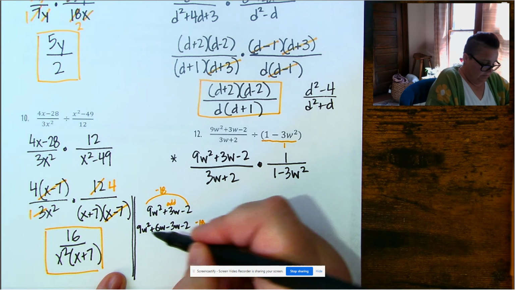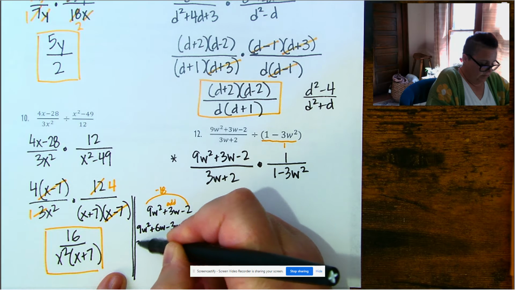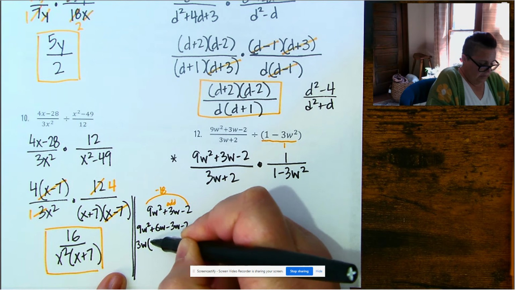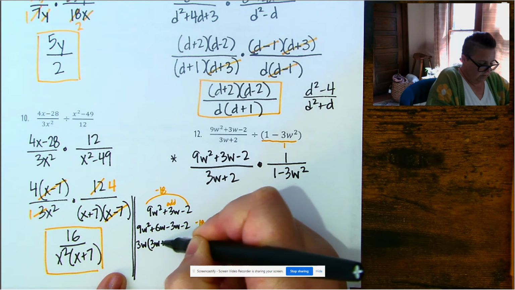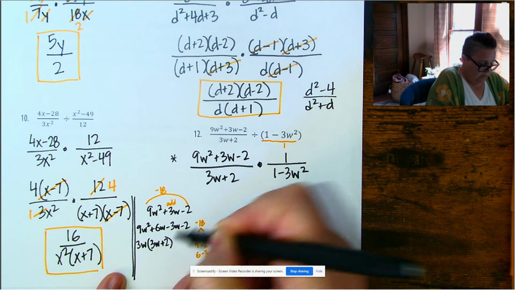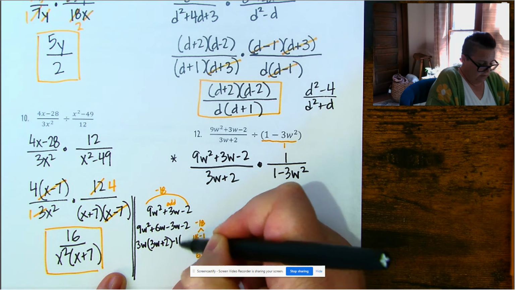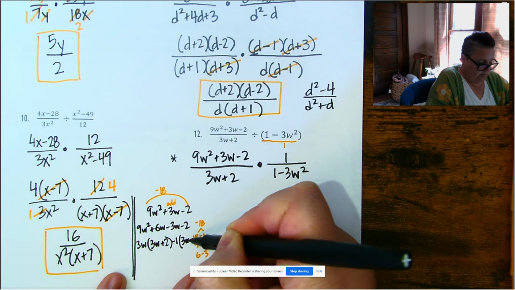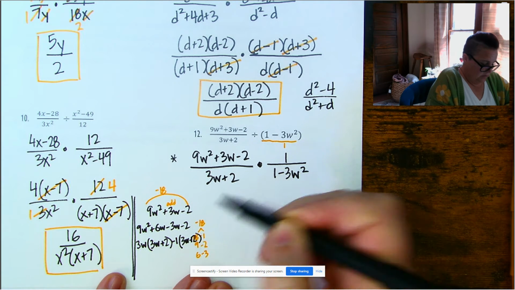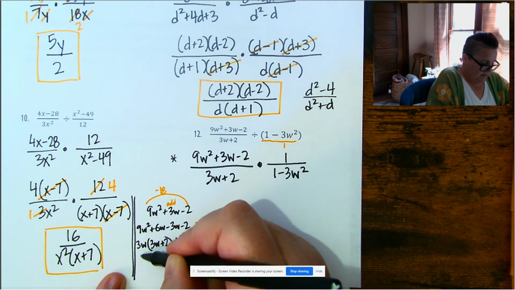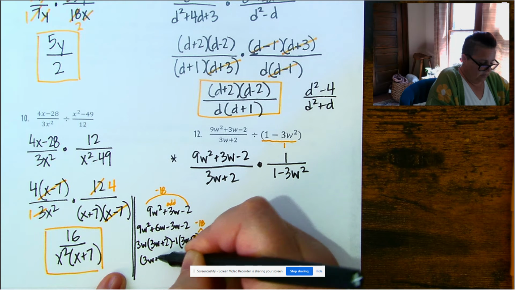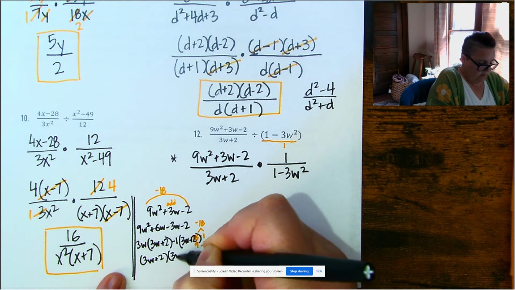Okay, that's good. Now from my first 2, I can pull out a 3w. That's going to leave me 3w plus 2. And here I can pull out a minus 1. And that's going to leave me 3w plus 2. So this is going to factor into 3w plus 2 times 3w minus 1.